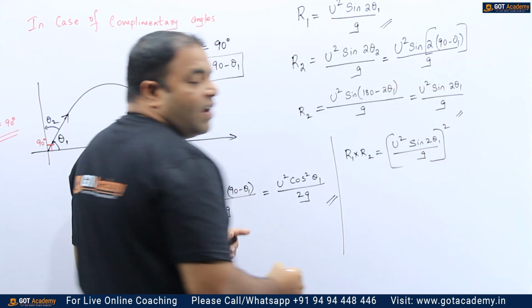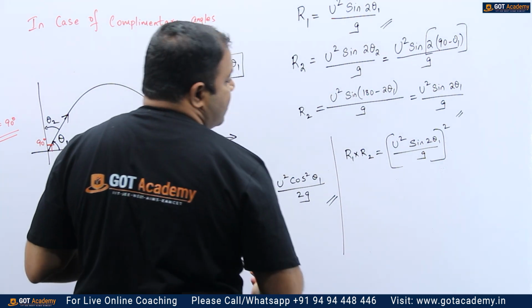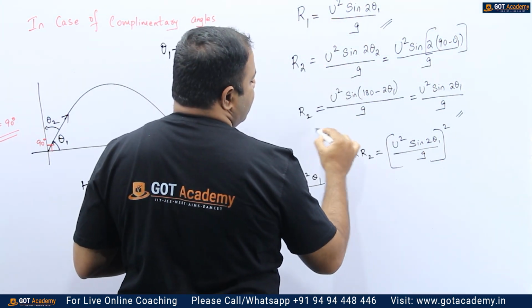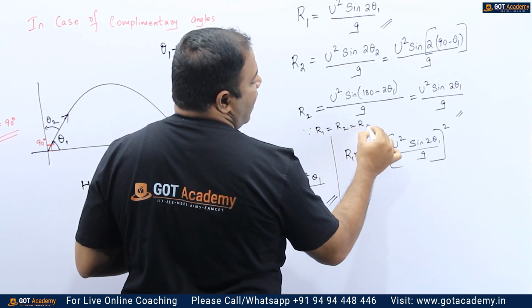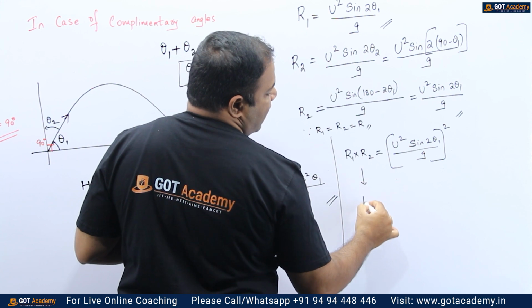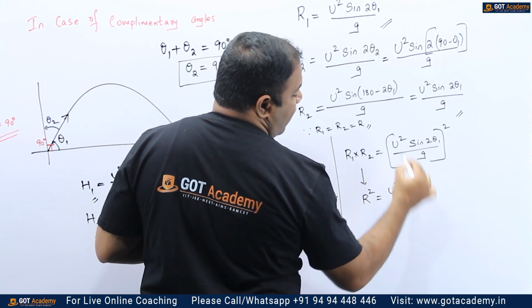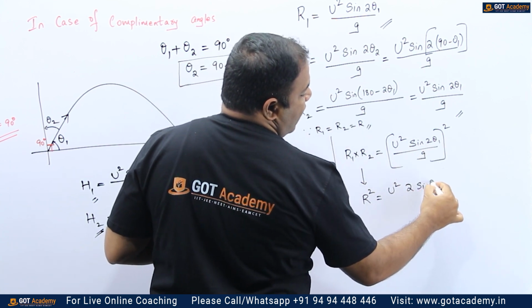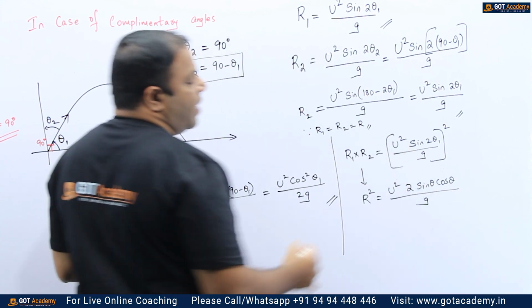Because both are of same values, isn't it? Whereas coming to this h1 and h2, since r1 is equal to r2, let me write this as r. So this can be written as r square, which is equal to u square. What is sine 2 theta? It is nothing but 2 sine theta cos theta by g. Like this I am getting.